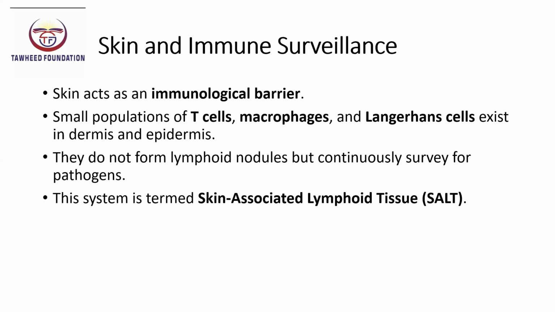Unlike lymphoid organs, the skin does not form distinct nodules. Instead, these immune cells remain scattered but active, providing continuous surveillance. This system is known as skin-associated lymphoid tissue, SALT. SALT plays an essential role in early pathogen recognition, antigen presentation, and activation of local immune responses, making the skin an integral part of both innate and adaptive immunity.